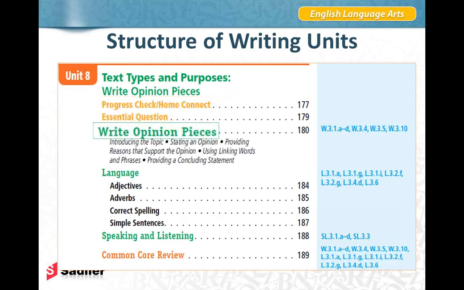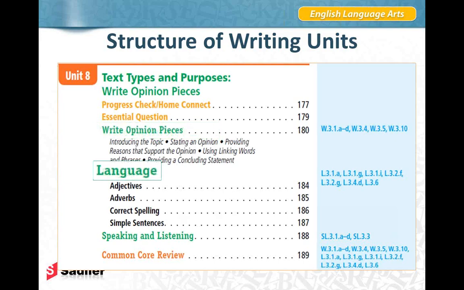So we introduce the opinion piece, what it is. We also introduce the different substandards for this particular grade level: introducing a topic, stating an opinion, providing reasons and supporting that opinion, using linking words, which is very important for supporting opinion in a writing piece because you should have more than one reason, and how are you going to link them all together? So we're giving some structure to this.